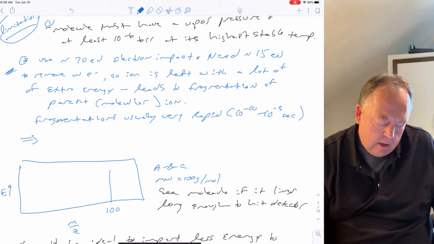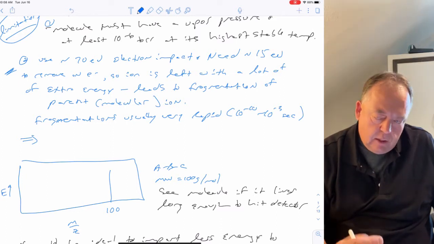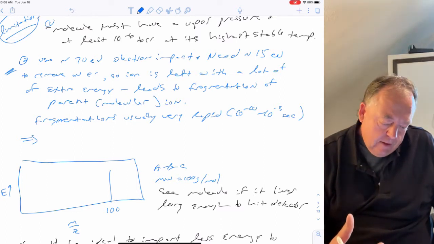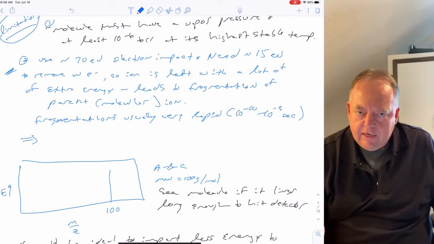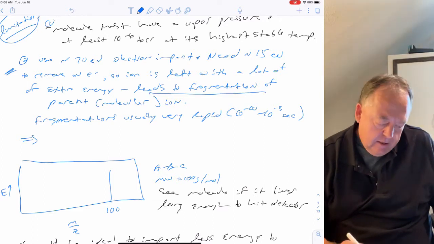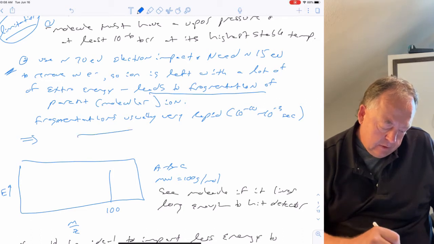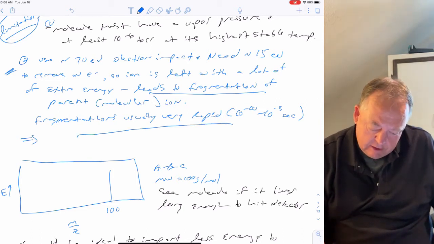So if you hit the molecule with a 70 electron volt electron, that imparts a lot of energy to the molecule. Once you knock the electron off, the molecule is left with a lot of extra energy. And how does it dissipate that energy? That can lead to fragmentation of the parent peak, and those fragmentations are very rapid.